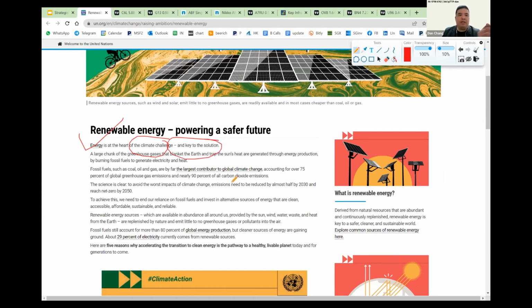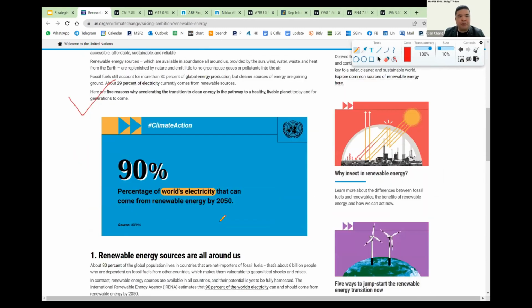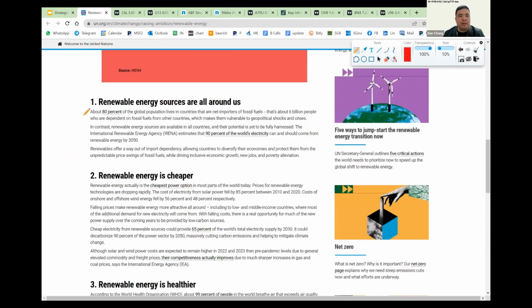Then they even list out 5 reasons why renewable energy is good. As they said, renewable energy sources are all around us. According to the International Renewable Energy Agency, almost 90% of the electricity can and should come from renewable energy by 2050. They have also said that renewable energy is cheaper. Why cheaper?